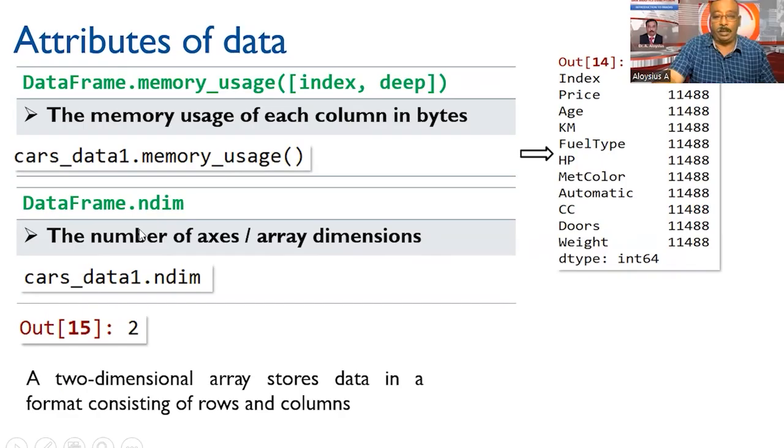And similarly, data frame dot ndim will give the dimensionality of the particular data frame. So cars_data1.ndim will give you 2, which means the cars data frame is a two-dimensional array which stores data in the format specified with rows and columns, and each column having its own column heading.